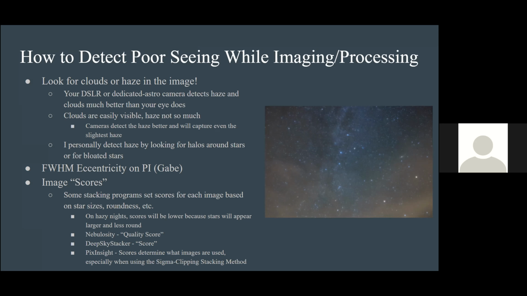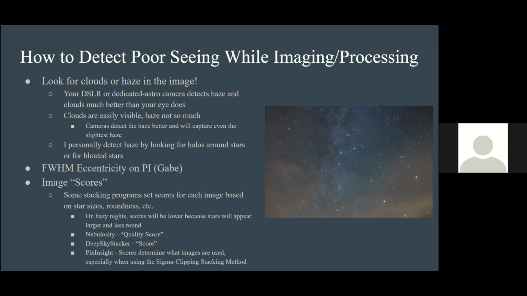Clouds are easily visible, of course, but haze is not as easy. Cameras, like I said, detect haze more efficiently. And when you suspect that there is haze, you can look first of all at star counts in the night sky. Does it seem like there are fewer stars? And then you could also see if there's any twinkling of the stars at the zenith, and you could also look towards the horizons to see how bad it is.